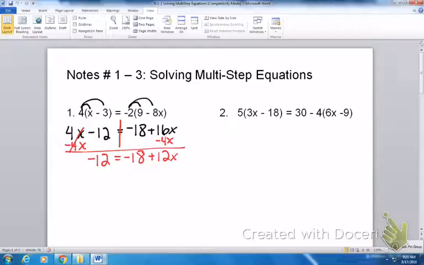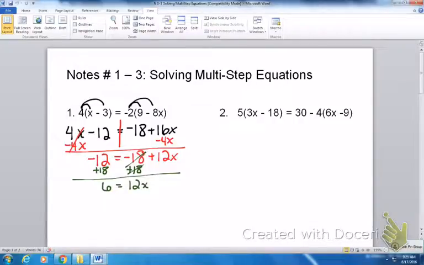Let's get our numbers on one side. I want to move the negative 18 to the other side. Yeah, I could move the negative 12, but then I'd have 0 still left on one side. And remember, we want numbers on one side of the equal sign, variables on the other. So I'm going to add 18 to both sides. Negative 12 plus 18 will give me 6. Negative 18 plus 18 makes those cancel out. All I have left is 12x.